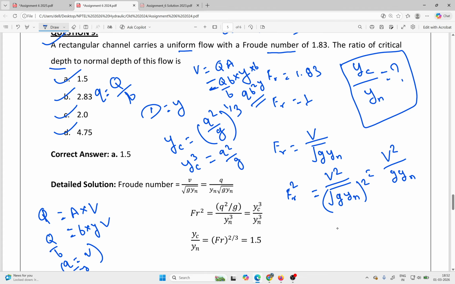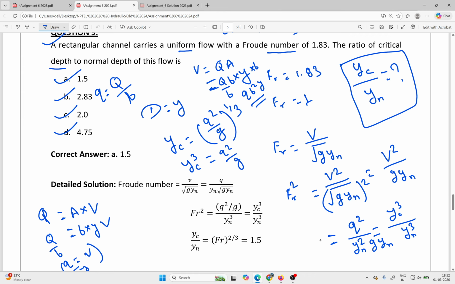So we can put here also your q square divided by yn square into g yn. Now q square by g, you know already, this is y cube, which we have written here. So y cube divided by yn square yn. So this is yn cube.